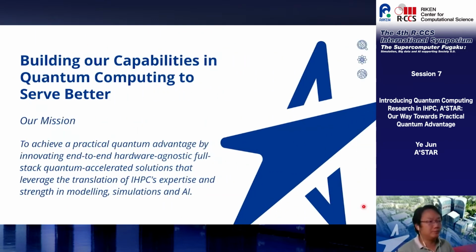So for IHPC, we are looking at achieving practical quantum advantage by innovating end-to-end hardware agnostic full stack quantum accelerator solution that leverages the translation of IHPC's expertise and strengths in modeling and simulations and AI, and hopefully our efforts would enable us to serve better for the quantum ecosystem.